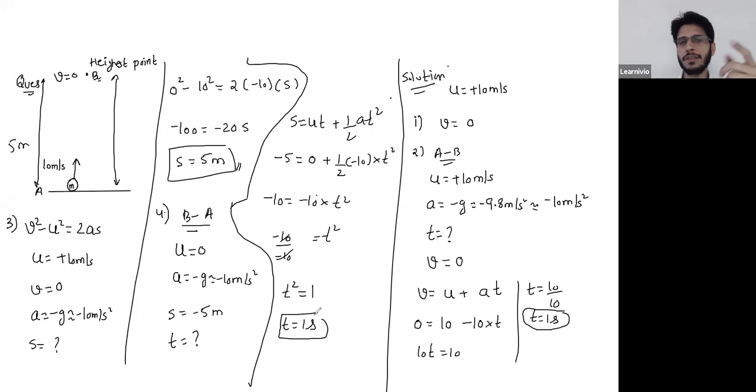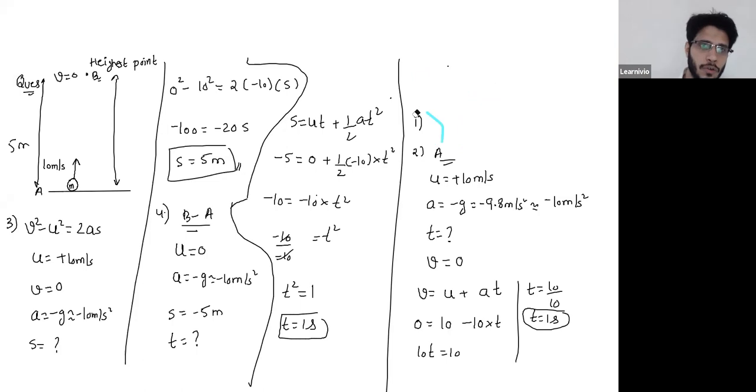This is what we discussed in the previous class on time of ascent and time of descent. Time of ascent is equal to time of descent. That means the time taken to reach maximum height is exactly equal to the time taken from maximum height to the ground. So that was part 4 of the question.